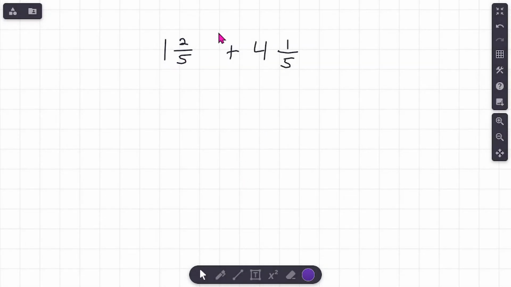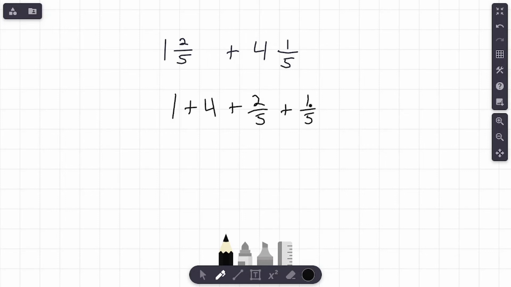So this time we've got 1 2/5 plus 4 1/5. Again, I'm going to rearrange all of these numbers, our mixed numbers, our whole numbers and our fractions, because I want to make sure you can see what we're doing. So technically what we have here is 1 plus 4, those are the whole numbers, plus 2/5 plus 1/5. That is technically what we have on the screen.